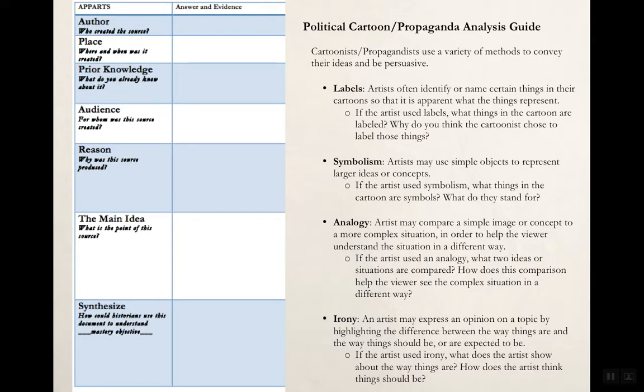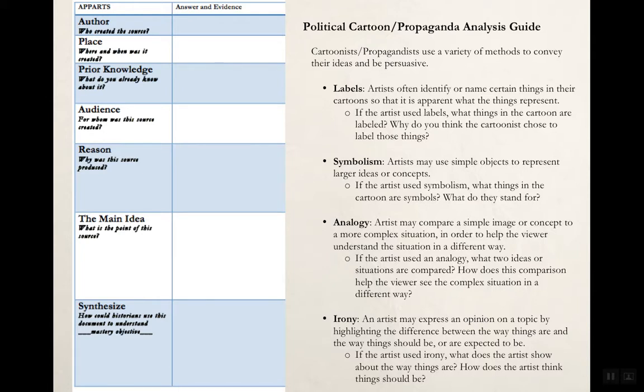So what I want you to do first is to take out your AP Parts analysis sheet. The AP Parts sheet, if you're not familiar already, but you should be from freshman year, is the U.S. History Department's guide to analyzing images, and for the purpose of today, we're using it for propaganda and cartoons. So Wachusett's History Department created this tool, and we're going to use it. I'm going to show you how to use it today.